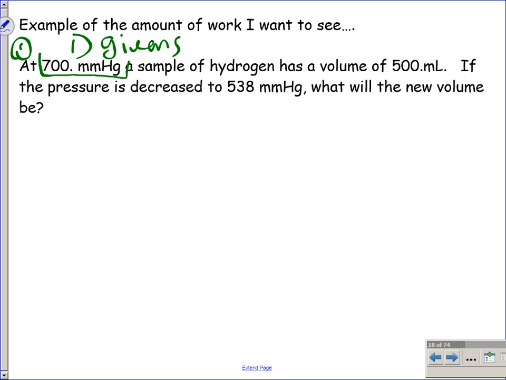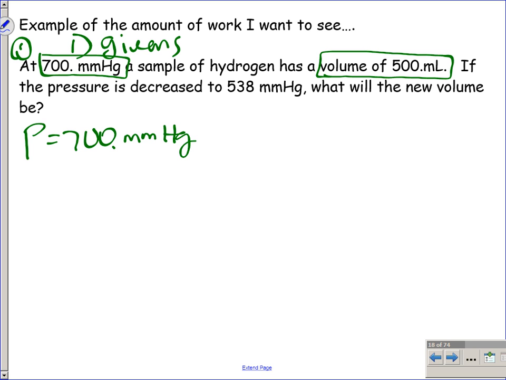700 mmHg. mmHg is a unit of pressure. Which are the four variables? Yes, pressure. So write P equals 700 millimeters of mercury. Okay, a sample of hydrogen has a volume of 500 milliliters. You are writing this down with me. All right, so this already tells me what the variable is. What is it? Volume of 500 milliliters.